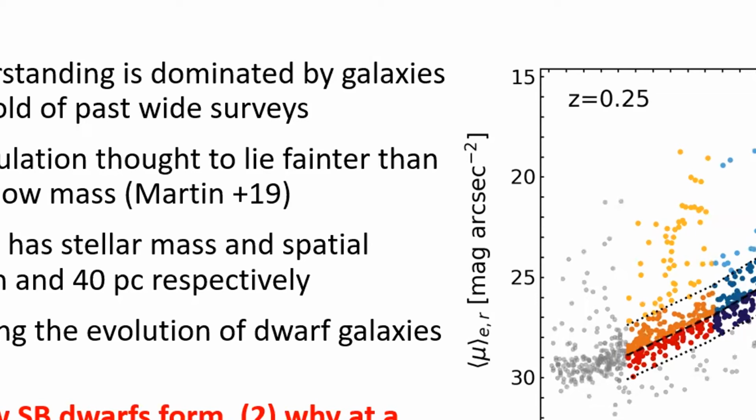In order to study these galaxies, we use the hydrodynamical cosmological simulation NewHorizon, which has a stellar mass resolution of 10^4 solar masses and a maximum spatial resolution of 40 parsecs, making it an ideal tool for investigating the evolution of dwarf galaxies. In this study, we explain, one, how low surface brightness dwarf galaxies formed, and two, why at a given stellar mass dwarfs have a large range in surface brightness. As you can see from the plot on the right, we find that NewHorizon galaxies populate a well-defined locus in the surface brightness-stellar mass plane, in agreement with deep SDSS Stripe 82 data.